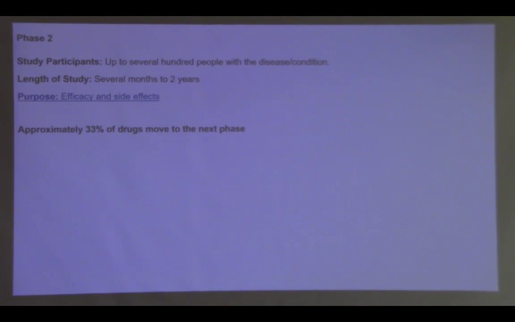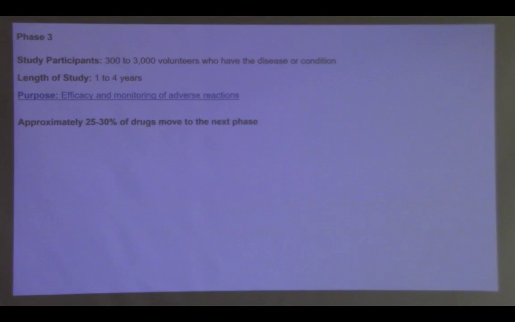So phase 2, it's a little bit bigger study, several hundred people with the disease or the condition. And I should have mentioned, phase 1 is typically healthy adults or healthy individuals that don't necessarily have the disease or condition. So once again, you're going to knock off a bunch more of these medicines, so it goes down to about 33% moving out of this phase.